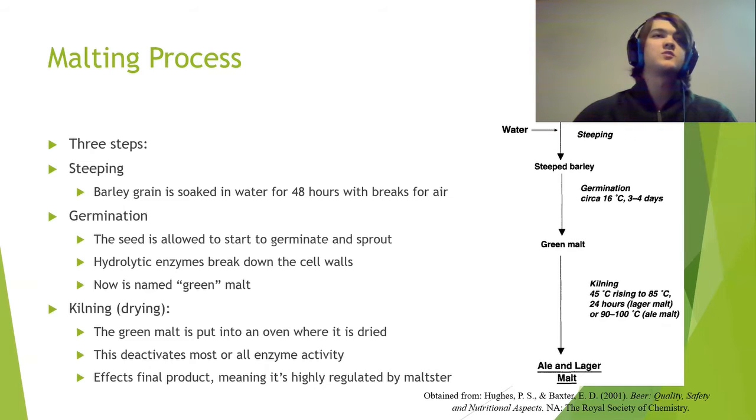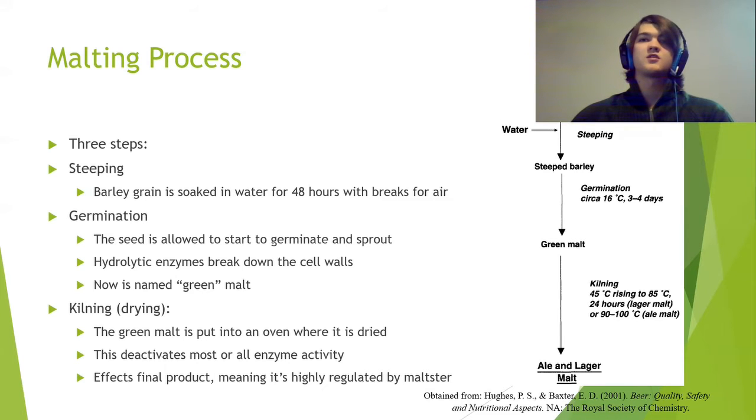A review on the malting process. There are 3 steps: the steeping, the germination, and the kilning. Steeping is when the barley grain is dunked or submersed in water for 48 hours with breaks so the seed can air out. Then this goes into germination, where the seed is allowed to start to germinate and sprout.